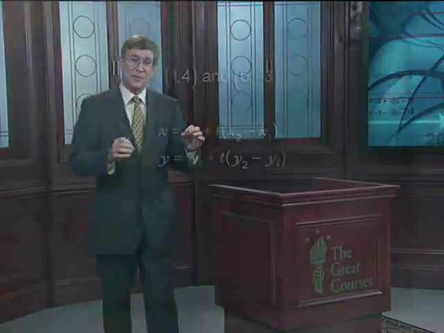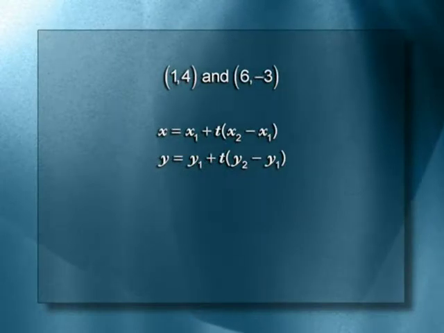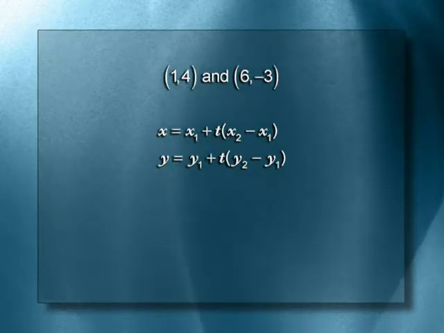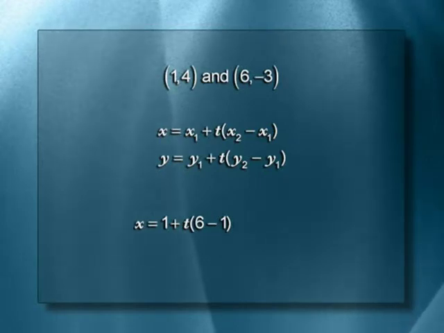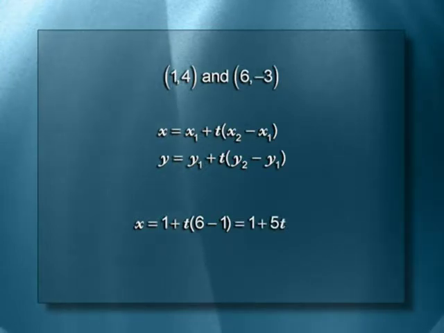So how would it work? The equations, remember, are x1 plus t times x2 minus x1 and a similar equation for y. We know all the characters, don't we? x1 will be 1. And then x2 minus x1 will be 6 minus 1. So the first equation is x equals 1 plus t times the quantity 6 minus 1. That's 1 plus 5t. How about that second equation for y?